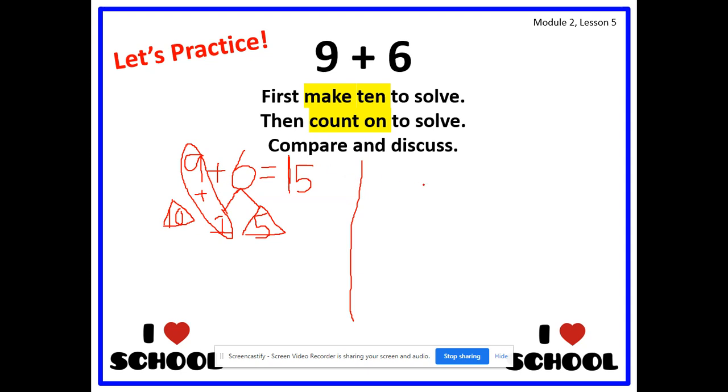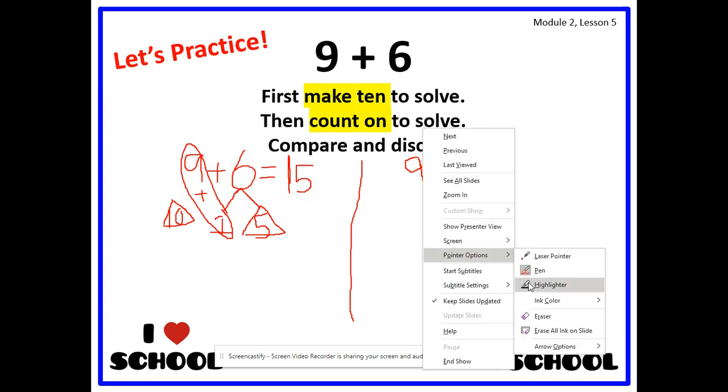Now let's solve the same problem, but this time using a different strategy. Ready? Let's go ahead and write the expression. 9, I write, you write, plus 6 equals, let's not put an answer yet, even though we already know it. We're going to count on to solve this problem.